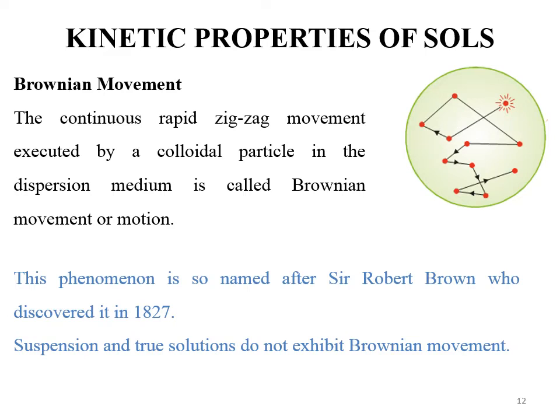And now the kinetic properties of sols. The first one is Brownian movement. When a sol is examined with an ultra microscope, the suspended particles are seen as shining specks of light. By following an individual particle, it is observed that the particle is undergoing a constant rapid motion. This type of constant rapid motion of the particles in different directions in any medium is known as Brownian motion.